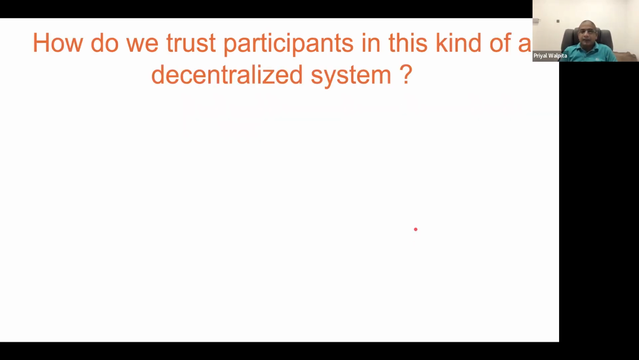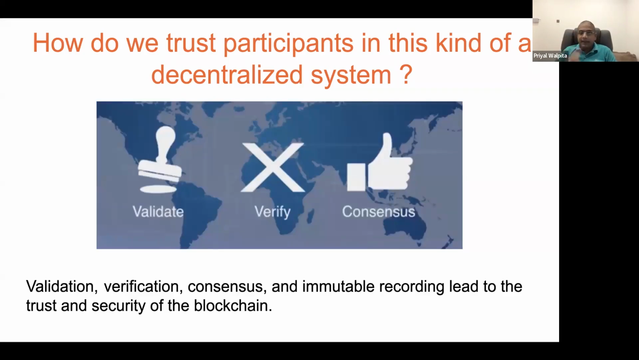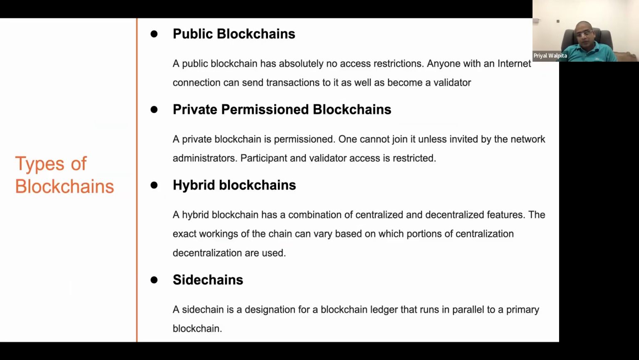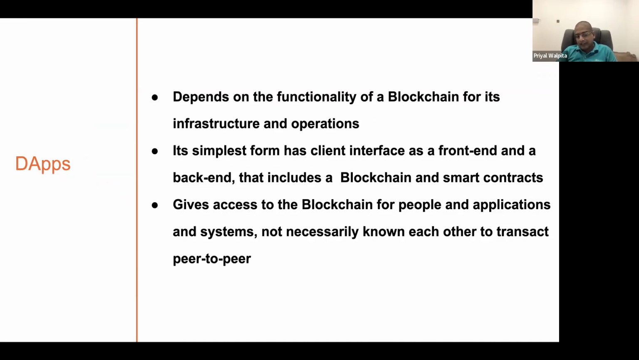So how do we trust participants in this kind of decentralized system? There are three main operations that any blockchain network does: validate, verify, and consensus. Validation, verification, and consensus, along with immutable recording, lead to the trust and security of the blockchain. We have mainly four types of blockchain. The future of blockchain will be in distributed apps, or DApps, or smart contracts, I would say.